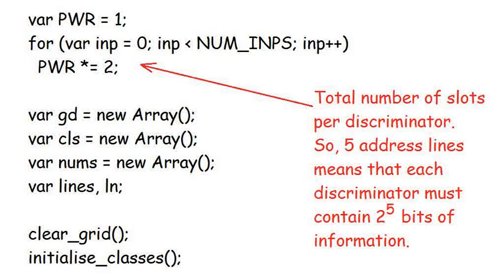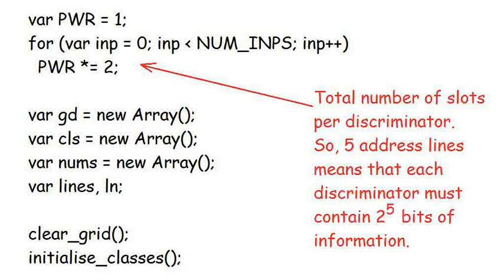The variable GD will hold the pattern grid. It's a one-dimensional array at the moment, but we're going to turn it into a 2-dimensional one fairly soon. That will be done by function clearGrid, which we call. The variable CLS is an array which will hold the classes, consisting of all their discriminators and what have you. They will be set up by function initializeClasses, which we also call.